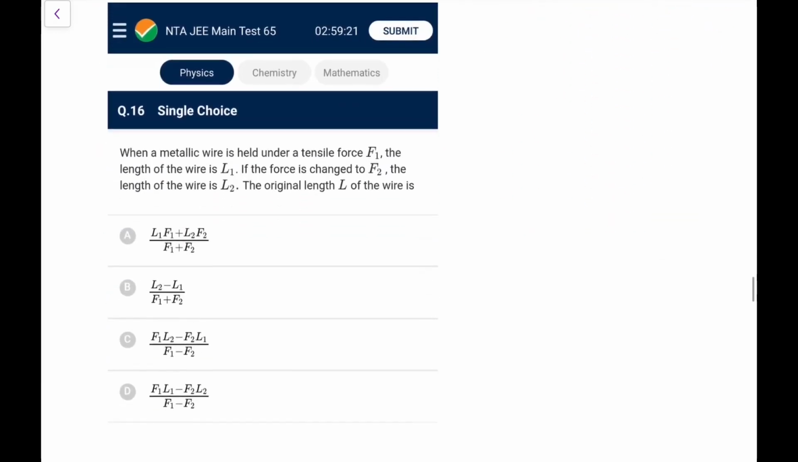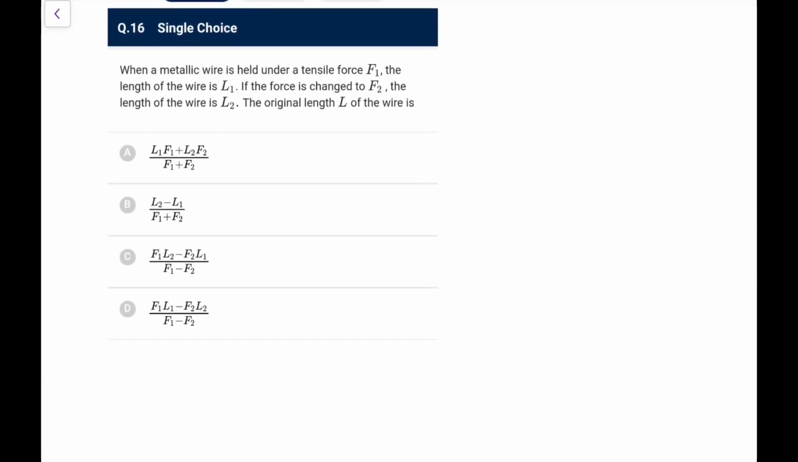Next. When a metallic wire is held under a tensile force F1, the length is L1. When it is changed to F2, the length is L2. The original length is? This is a very common question. We have done it before also. Let's say the original length be L. In the first case, L plus delta L1 is given as L1. In the second, L plus change in length delta L2 is L2.